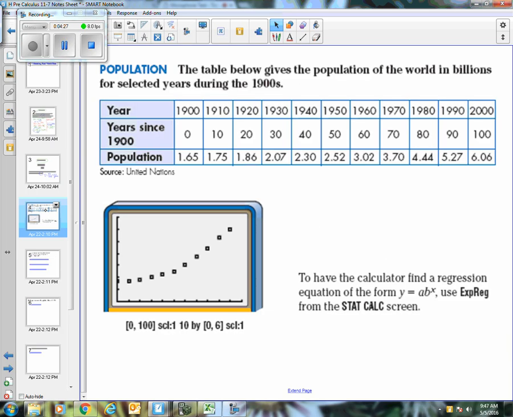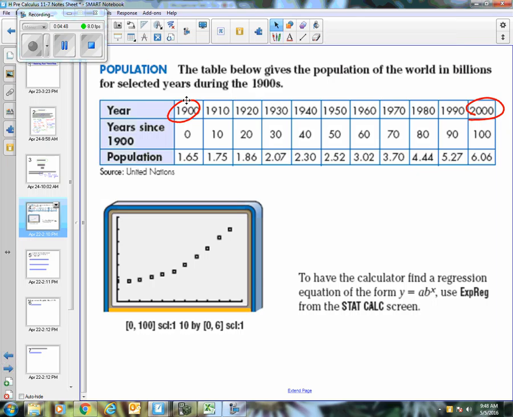Okay, so now we're going to switch gears dramatically. What we're going to take a look at today is modeling things that could be exponential using your graphing calculator, taking real data and doing that. So this data is all about world population in billions since 1900. The first year in this table is 1900 through the year 2000, so it's over a span of 100 years.